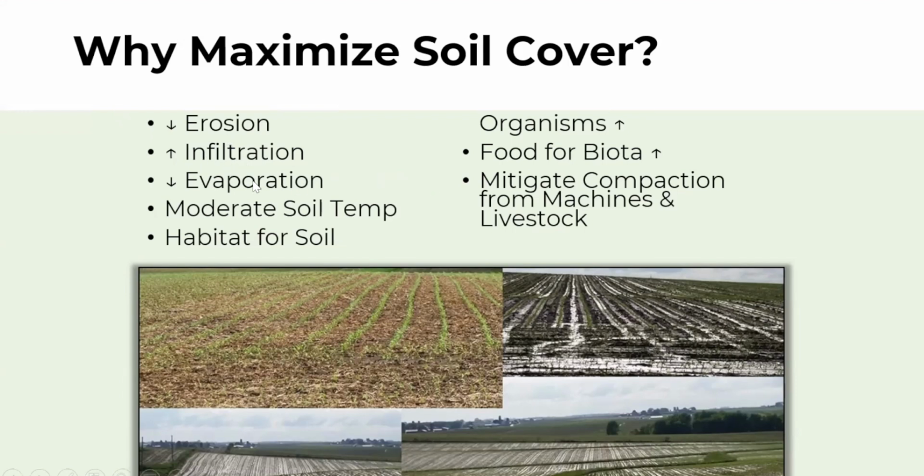We tend to get less evaporation because the surface gets less hot. We therefore moderate soil temperature because, again, the surface is covered, so there's a bit of an insulating barrier there. And that makes for much better habitat for those soil organisms. Food for biota tends to be increased when we maximize soil cover also, so there's that interplay between both feeding and maintaining the habitat for organisms. And we can mitigate compaction from machines and livestock much better when the soil is well covered. We get a lot more compaction. It's a lot harder to get into a field that doesn't have soil cover than it is when a field is nicely covered like this one here.